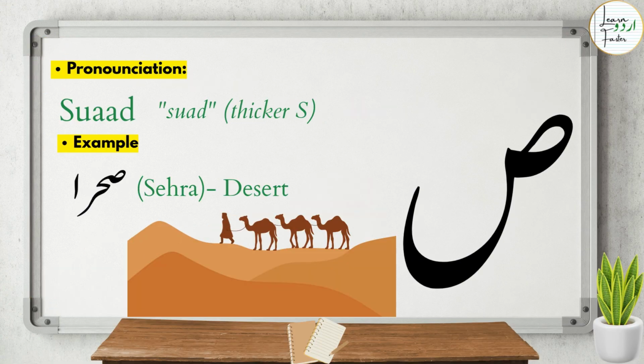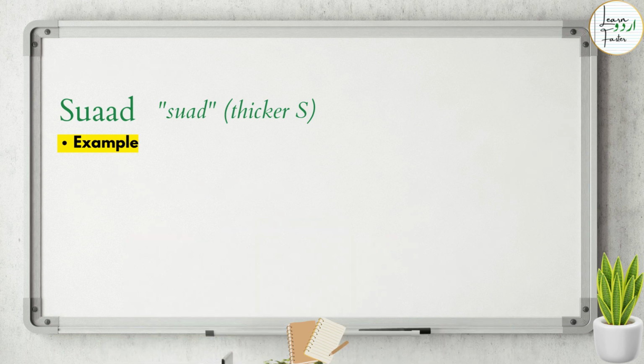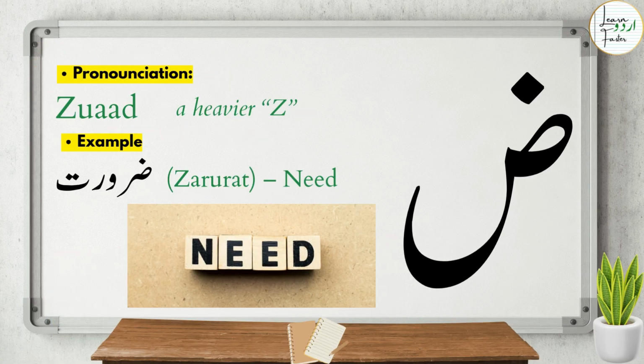Now next is Swad. Repeat after me, Swad. The example word is Sahara, desert. The next is Zuad. Repeat after me, Zuad. A heavier Z. The word example is Zarurat.